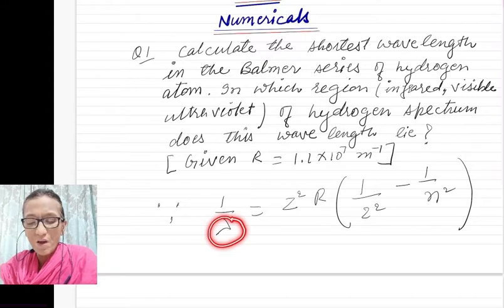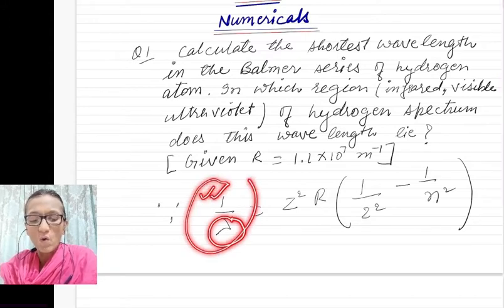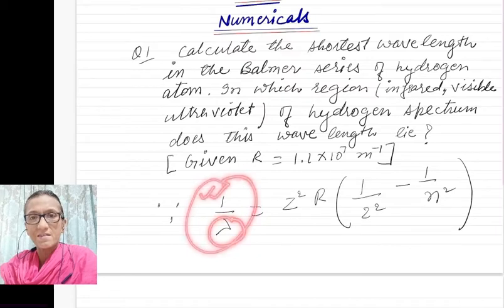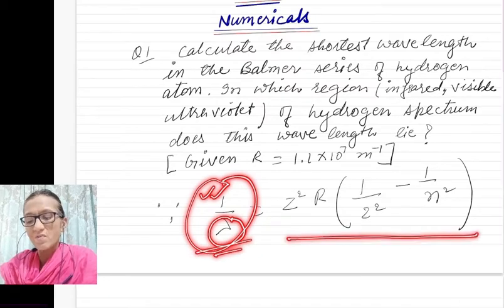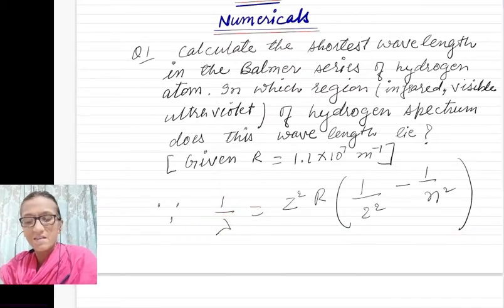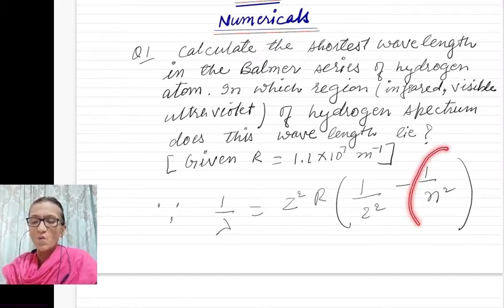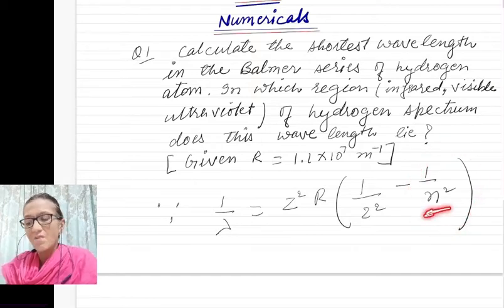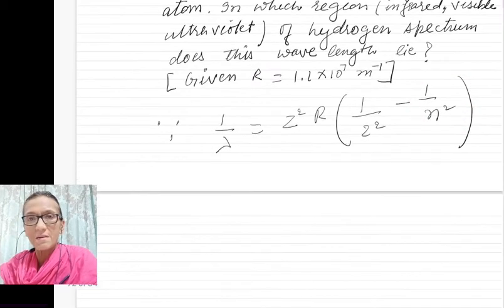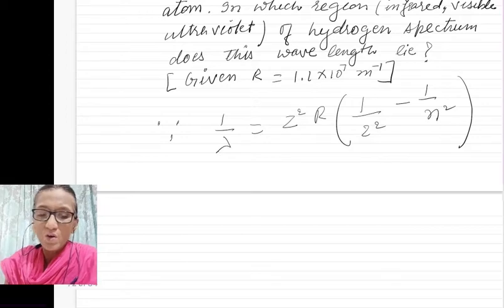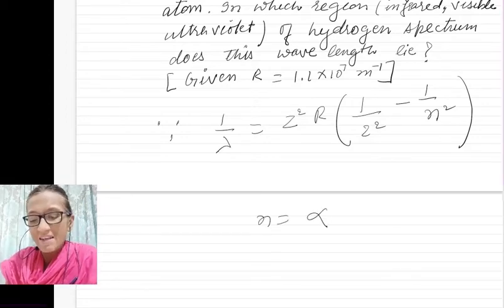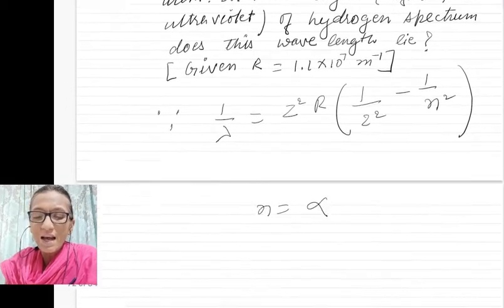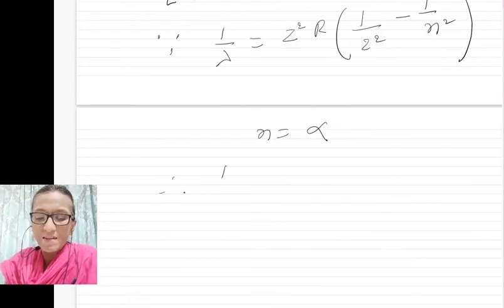Now if this wavelength is shortest, then the whole value will be largest. And this right hand side is largest only when what you are subtracting is smallest. And for that n should be infinity, so that this value becomes equal to 0. So on taking n equal to infinity, you will have the shortest wavelength.